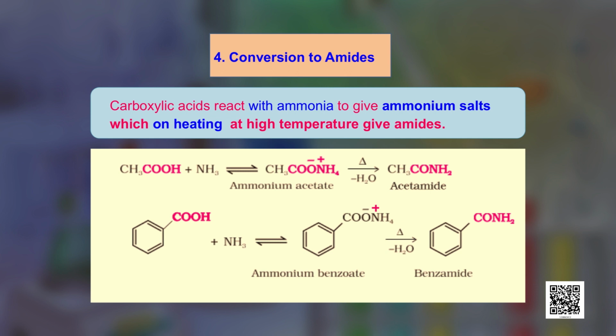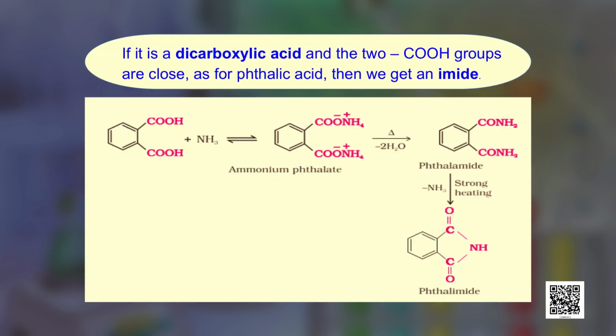Carboxylic acids react with ammonia to give ammonium salts first, which on heating at high temperature give the corresponding amide, and here you can see that in the reaction the ammonium salts are obtained first, which are ultimately giving us the amides. If now we start with a dicarboxylic acid and the two COOH groups are very close to each other, as in case of phthalic acid, we will be getting finally an imide. You will be getting first here the ammonium salts, which will be ultimately giving you an imide here.